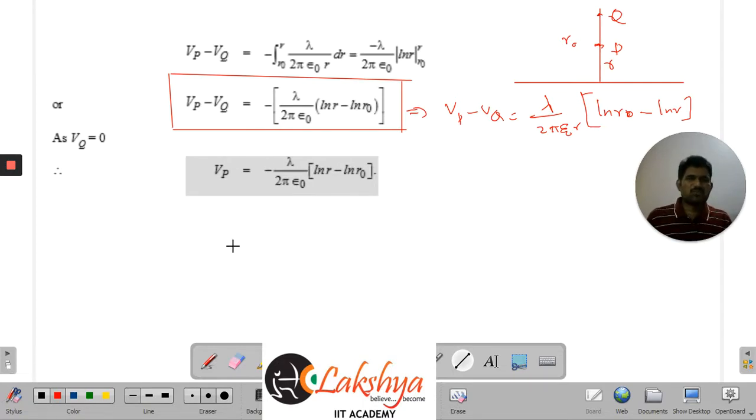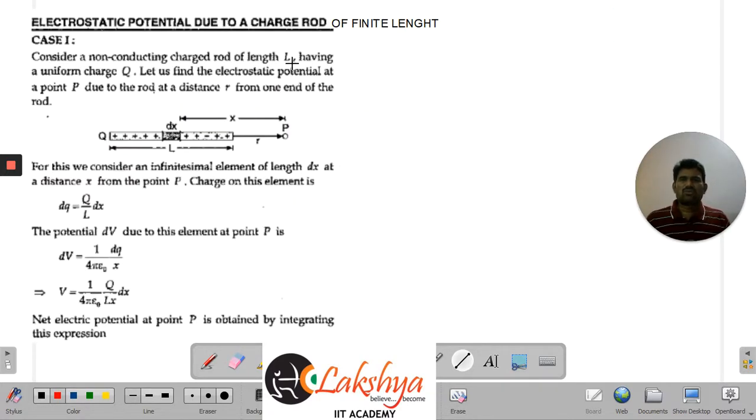Now let us see the case of a finite charge distribution. That means if you are taking a rod of finite length, let us see how to derive that expression. So, the electrostatic potential due to a line of charge of finite length.